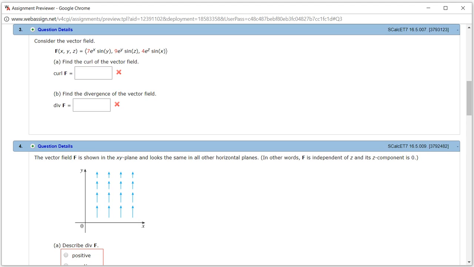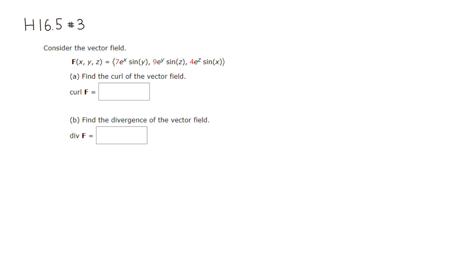All right, let's look at homework 16.5, problem number 3. Let's find the curl and the divergence. So let's do that. Let's find the curl.